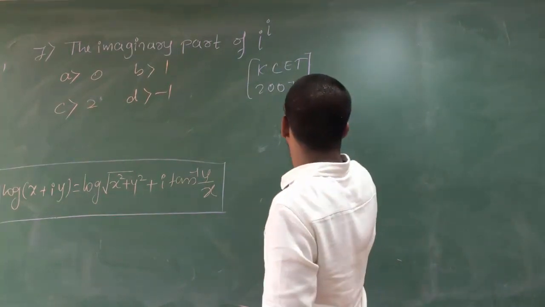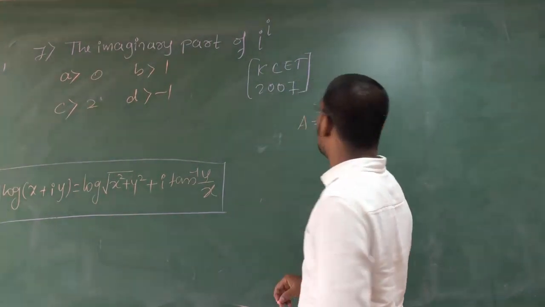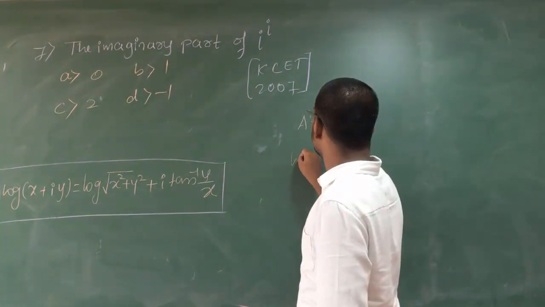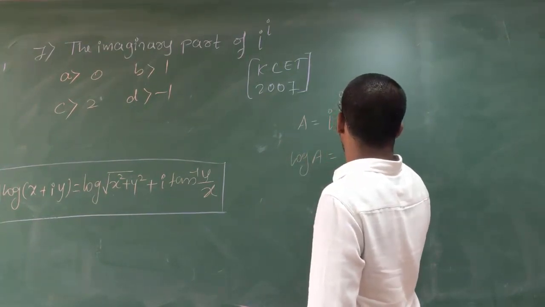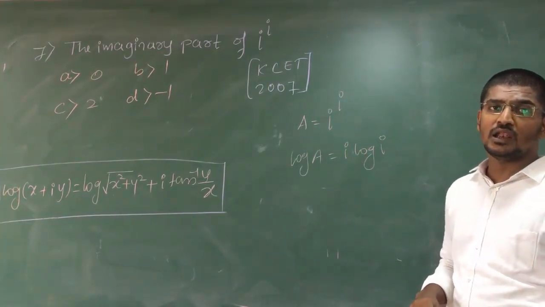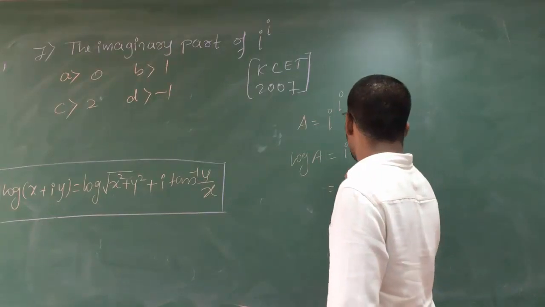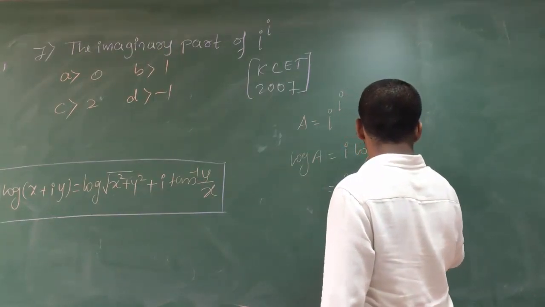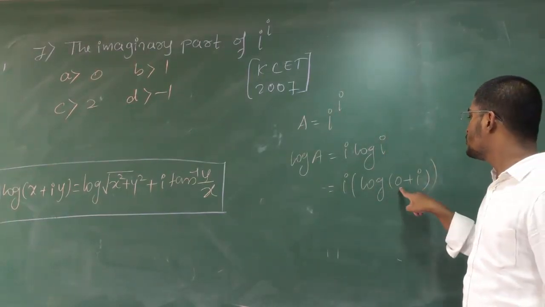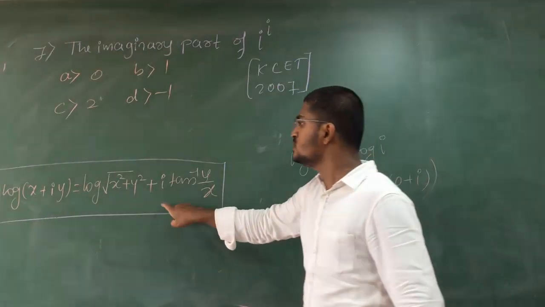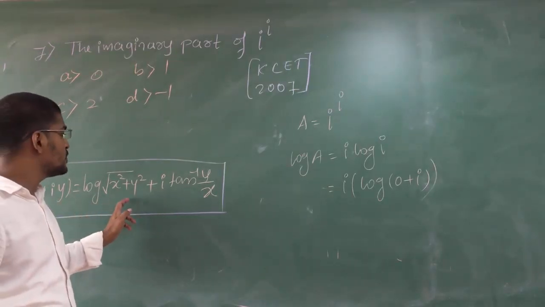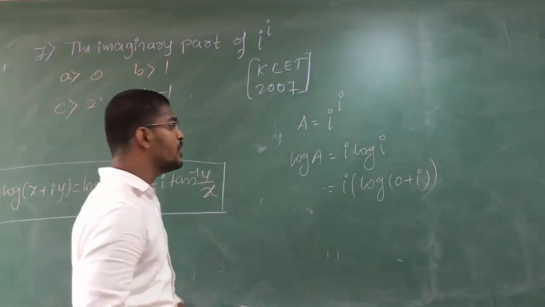So let us take a equal to i to the power of i. So if a equals i to the power of i, take log on both sides. What will it be? log a equals i log i. It will be in the form of i log i. So this is equal to i times log of 0 plus i. Clear? This can be written as log of 0 plus i. So now you use this formula, that is log of x plus iy equals log of root of x squared plus y squared plus i into tan inverse of y by x.